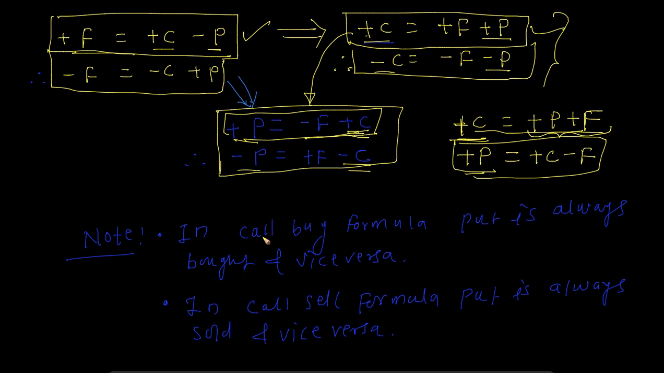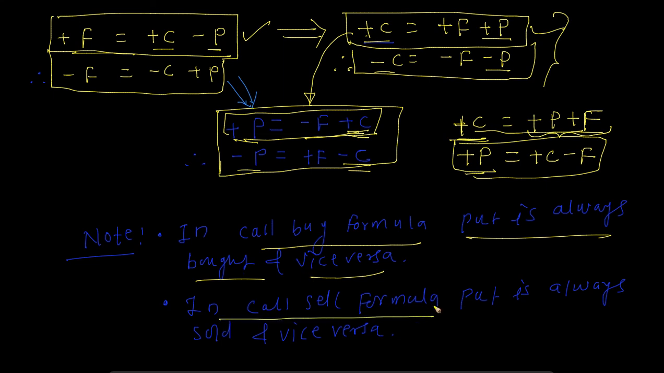Okay, so in the call buy formula, put is always bought and vice versa. Vice versa means in the put buy formula, call is always bought. In the call sell formula, put is always sold and vice versa. That means in the put sell formula, call is always sold. So that is how you can make a synthetic future.